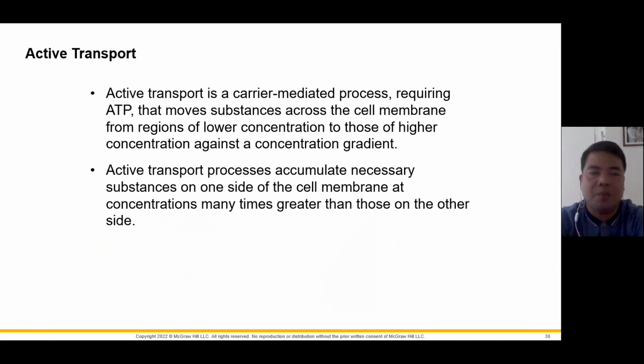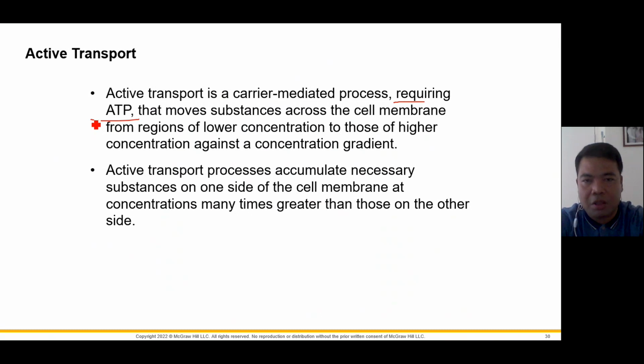Okay. So, active transport. The first type of active transport mechanism is primary active transport. Active transport is a carrier-mediated process. It also needs a carrier on the cell membrane to be able to move those substances across the cell membrane. But the difference between active transport and facilitated diffusion, because facilitated diffusion also uses a carrier molecule: since facilitated diffusion moves substances down their concentration gradient, they do not require ATP. In active transport, they require ATP. Kailangan ng energy.